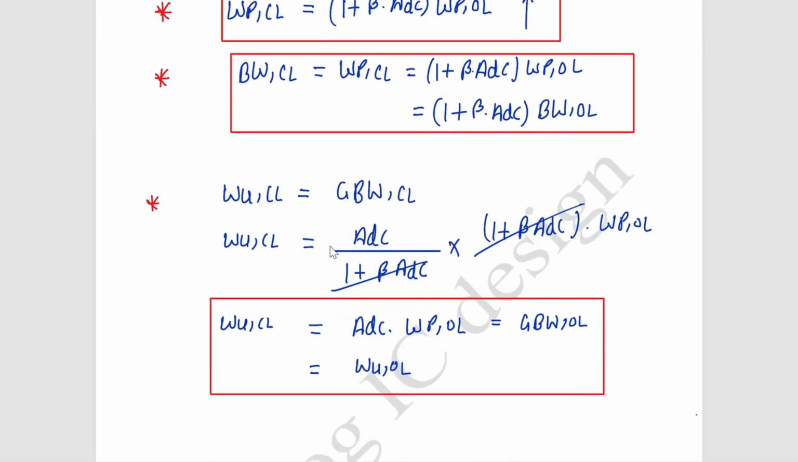Now the closed loop unity gain frequency will be the gain bandwidth product of the closed loop for a single pole system. The gain is ADC divided by 1 plus beta ADC. Bandwidth is nothing but the pole location times 1 plus beta ADC. So this will cancel out. The unity gain frequency of the closed loop system will be ADC times omega POL, ADC into omega POL. And this is nothing but the gain bandwidth product of the open loop system, or you can say the unity gain frequency of the open loop system. In this case, the unity gain frequency of open loop and closed loop will be the same.